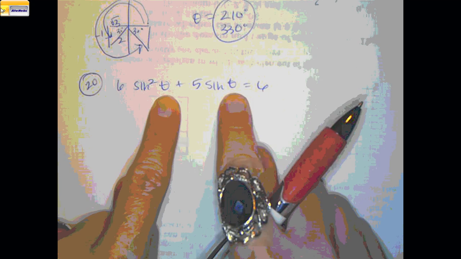All right, I'm seeing some kind of quadratic going on here. And I love that I don't have double angles or half angles. I don't have to mess with those. I love that they're the same trig function. So let's just turn this into a quadratic equation. So I have 6 sine squared theta plus 5 sine theta minus 6 equals 0. It's probably factorable.